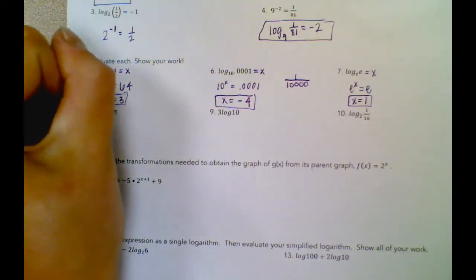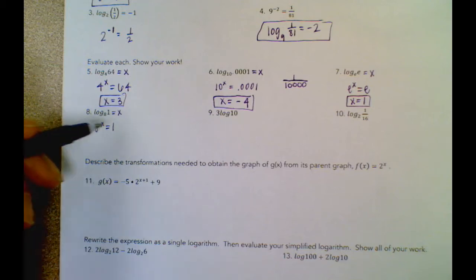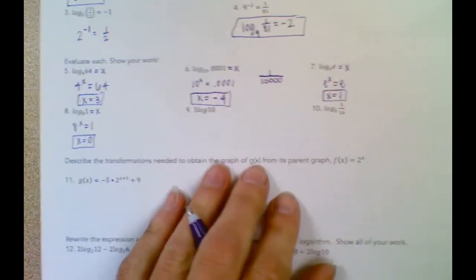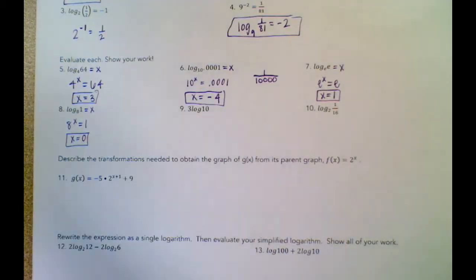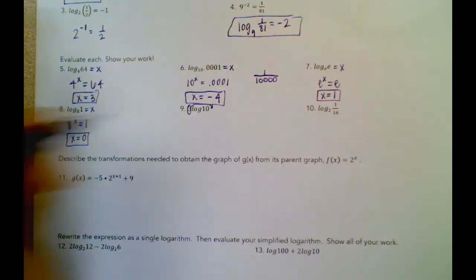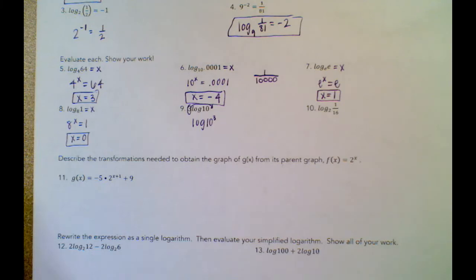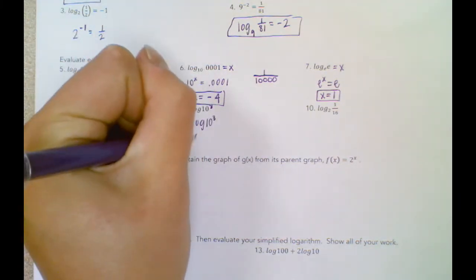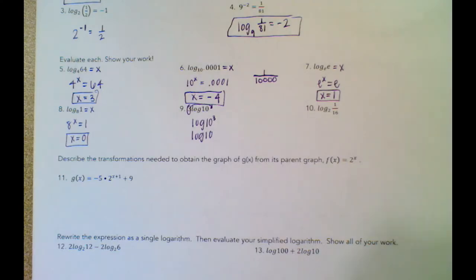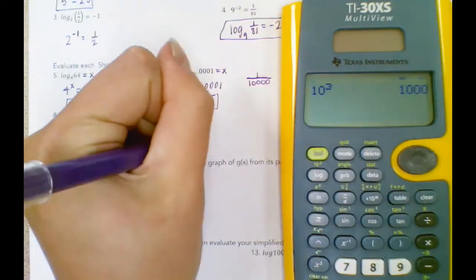All right, set it equal to x. 8 to the x equals 1. Anything to what power always equals 1? 0. Good job. All right, this one, there's like a couple different ways you could do this, but one way is you can use your properties of logs and move that 3 to the exponent. So this would be log 10 to the third. And 10 to the third is 1,000, okay, you're going to have 3 zeros, right?